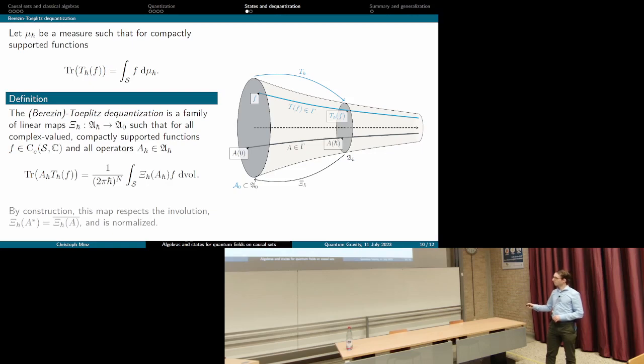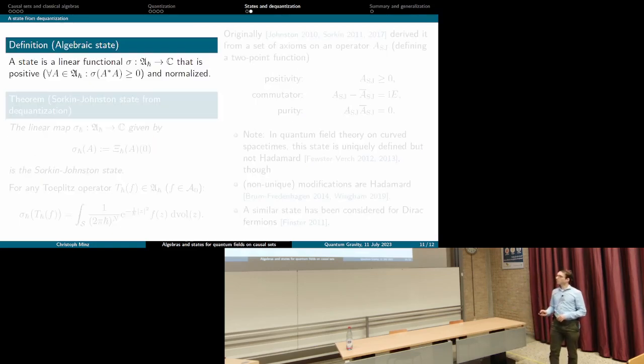And then, mapping back, we can use this measure, which is implicitly defined through this trace, to define a dequantization map. Now this dequantization map gives us again a classical observable corresponding to some quantum operator, and we can now use this dequantization map to actually define a state.